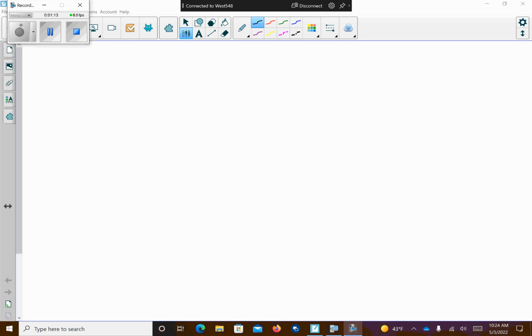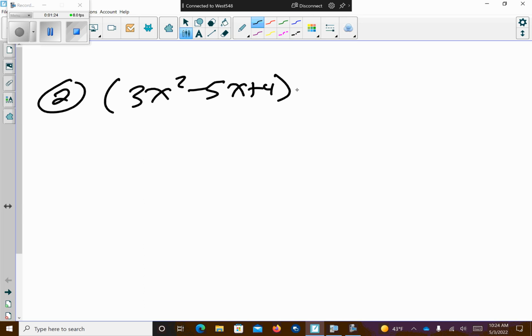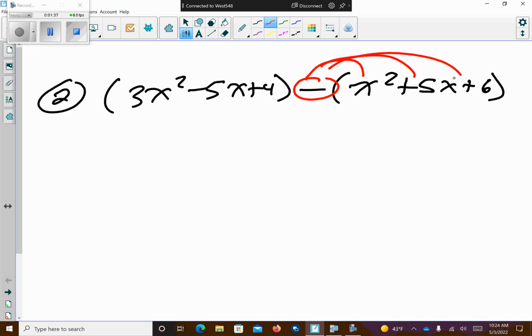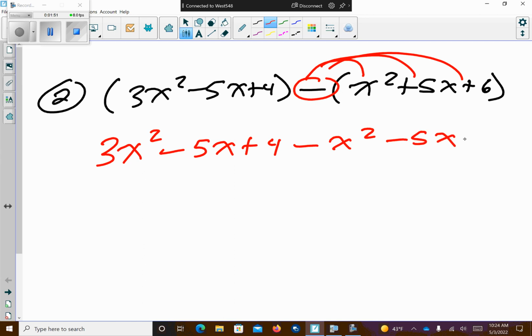But let me run through the even problems real quick. Make sure we feel good about them. So problem number 2, you have 3x squared minus 5x plus 4 minus x squared plus 5x plus 6. So my friends, where's the biggest error that's going to take place on this? Yeah, you have this negative sign in which you have to distribute over the parentheses. You can drop this first set of parentheses. None of these signs here change. But then all of the signs on the right side of the parentheses, because I distributed the negative, change.